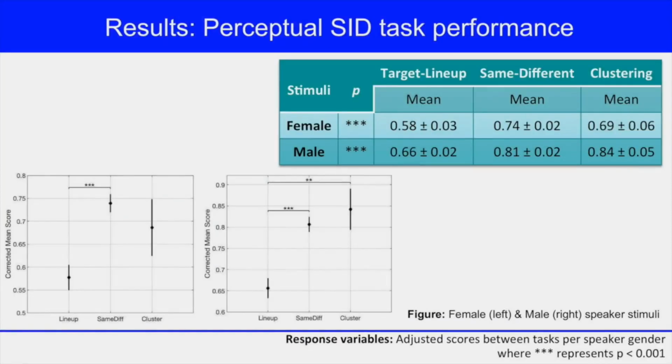For both female and male speaker stimuli, we found main effects for mean adjusted score on task type. For female speaker stimuli, post-hoc t-tests revealed that participants had significantly higher average scores when performing the ST task when compared to the TL task. For male speaker stimuli, post-hoc t-tests revealed that participants had significantly higher average scores when performing the ST and cluster task when compared to the TL task. The table and figures illustrate these findings.